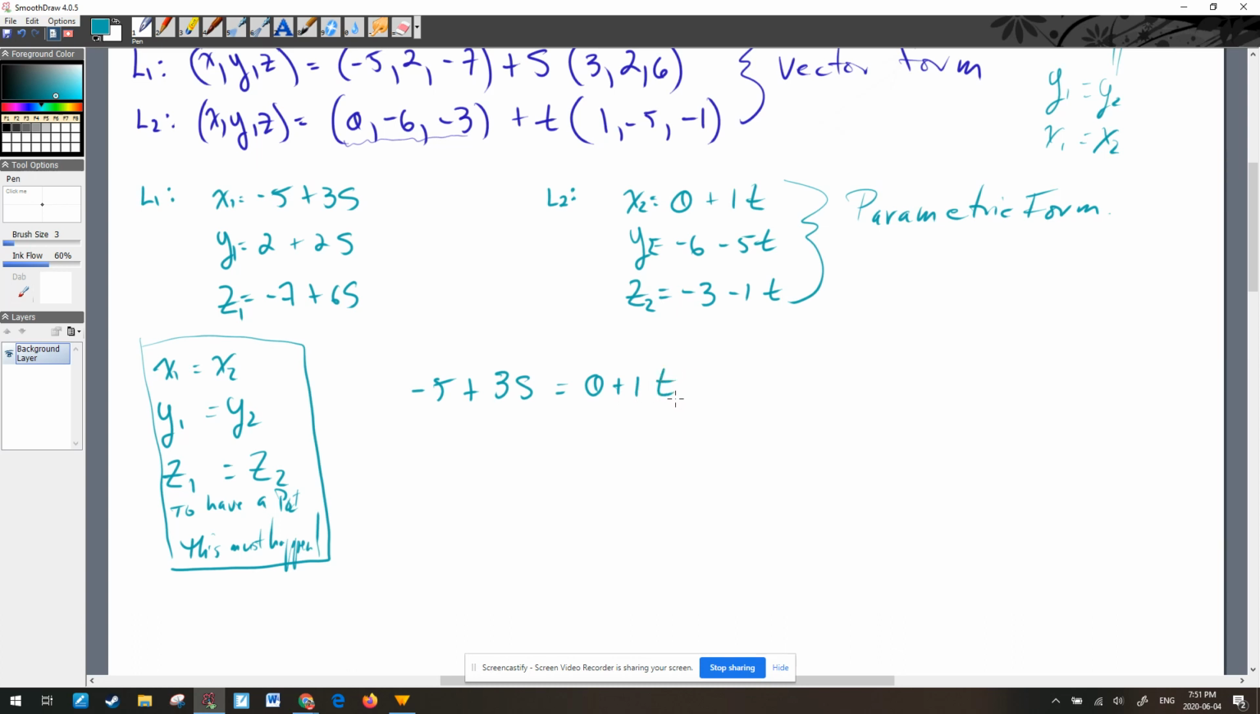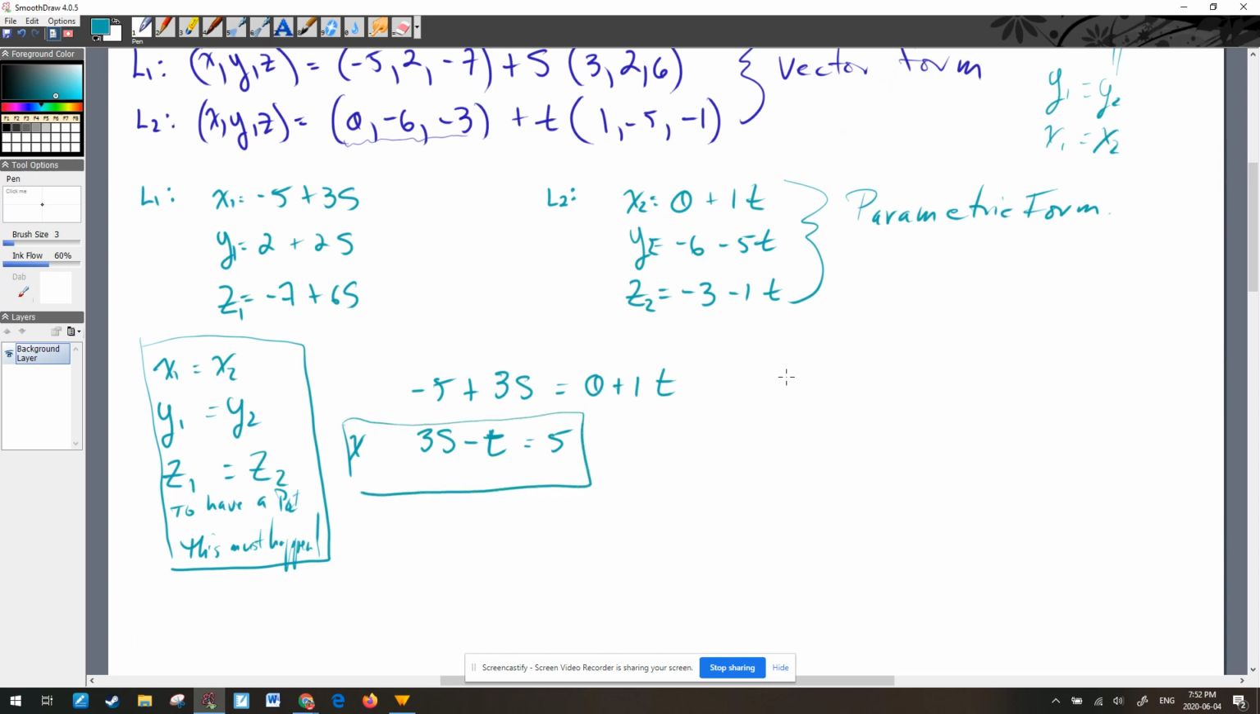Then I want to do some rearranging and clean this up a little bit. I can simplify this to 3s minus t, not keeping the coefficient anymore because we've gone into equation form, is equal to 0 plus 5, which is 5. So this is the equation that I got from my x's.